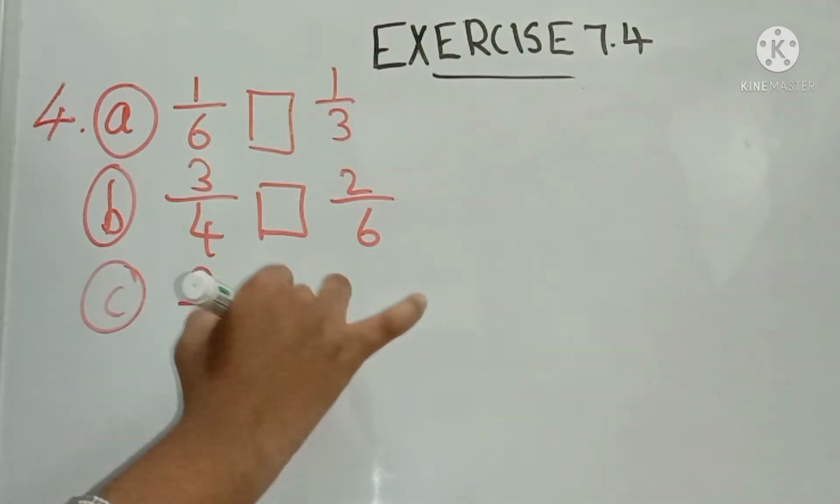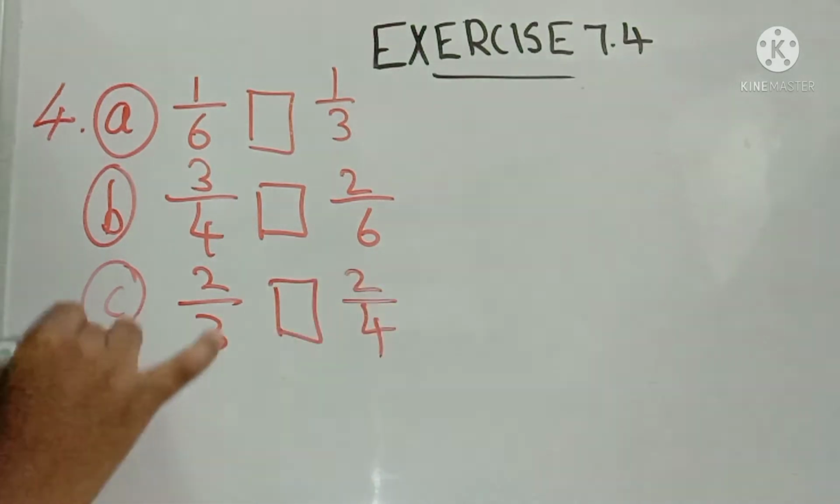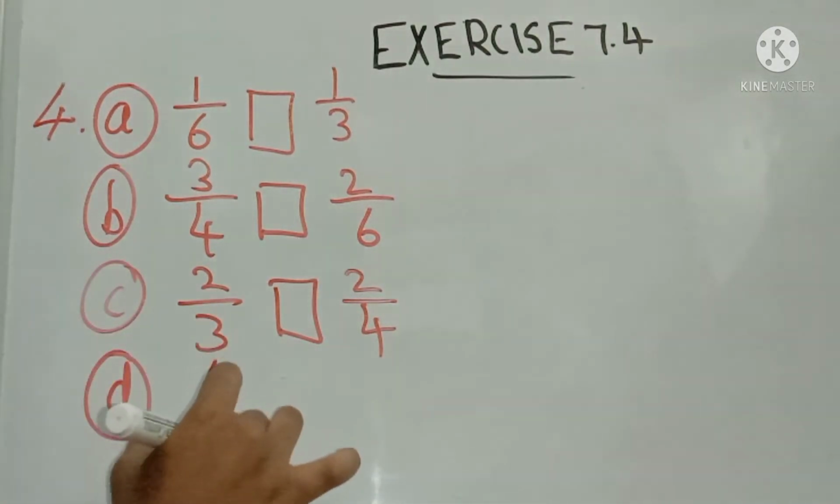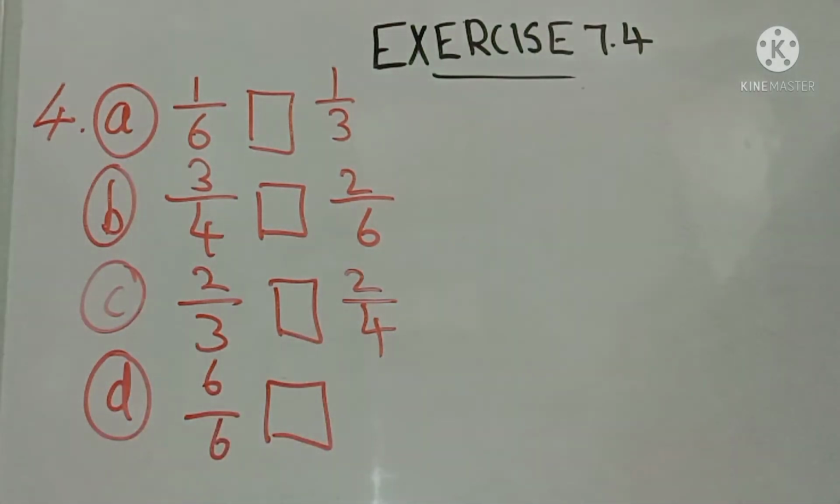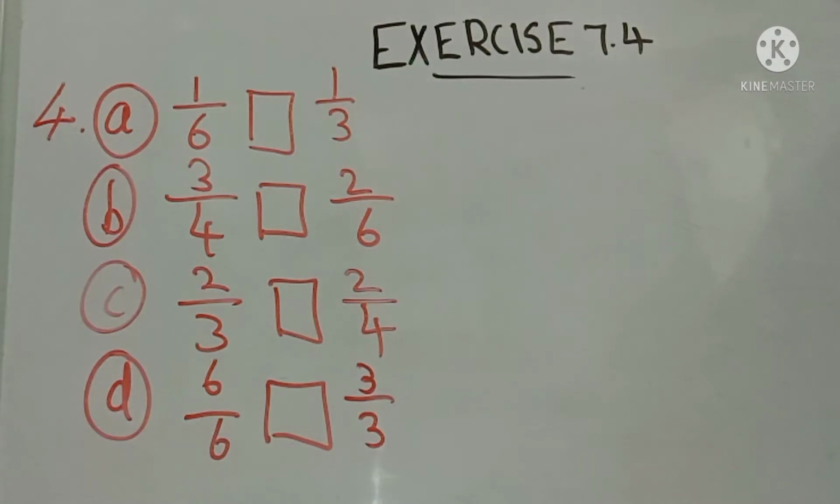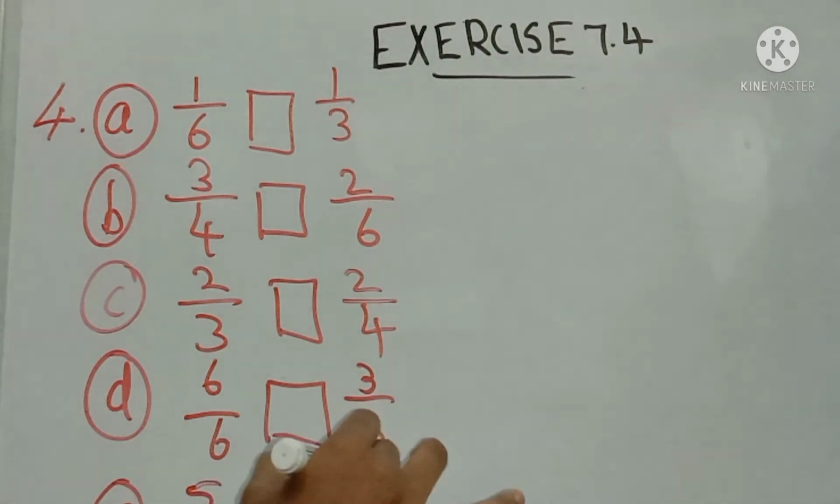D question is what? 6/6. You want to compare these ones, okay? And 3/3. Next one is what? 5/6. E is 5/6 and 5/5.